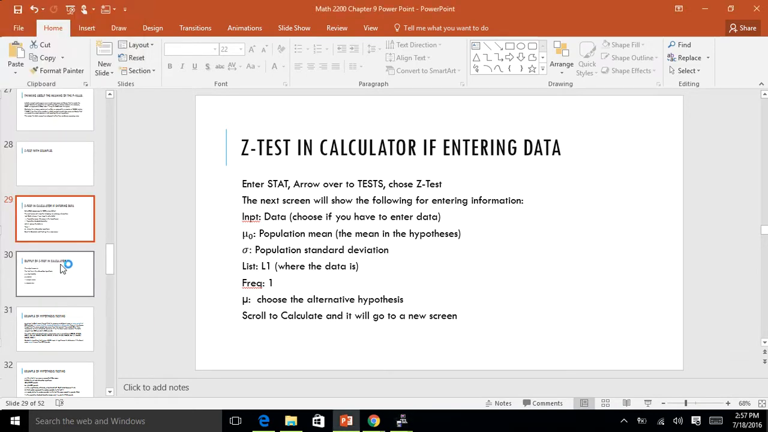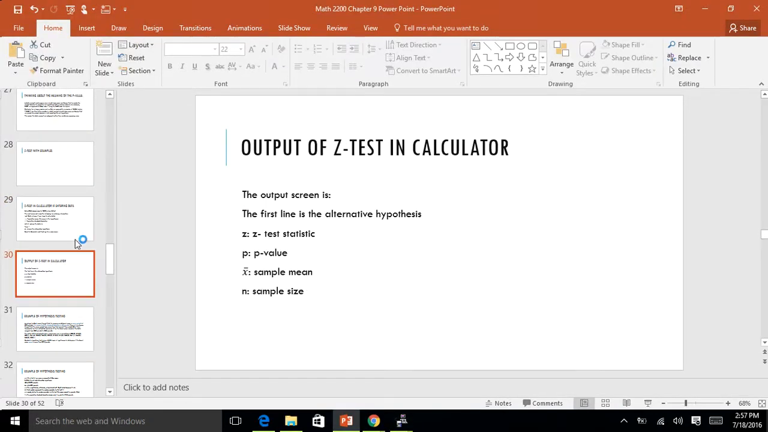Okay, so let's see what goes on next. Then you get an output, and on the output screen, the first line is the alternative hypotheses. That is a great way to check yourself to see what you're doing right and what you're doing incorrect. So Z is the z-test statistic, P is your p-value, X bar is your sample mean, and N is your sample size. So let's go ahead and do an example.